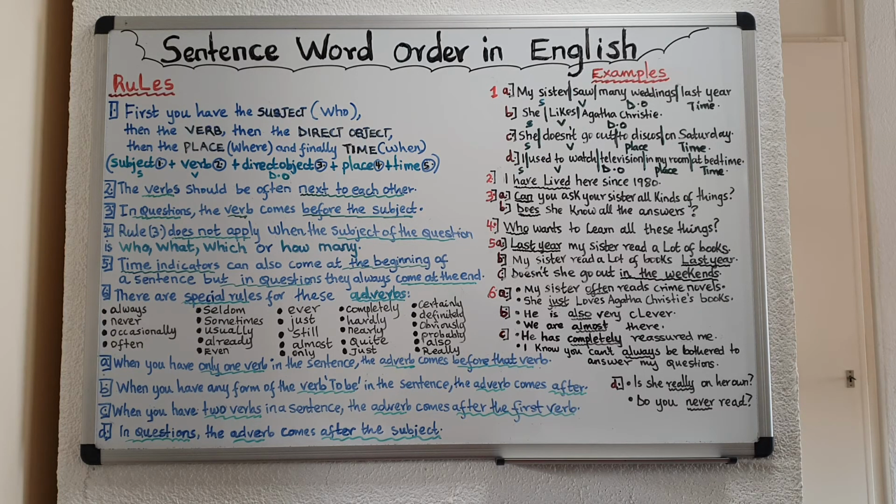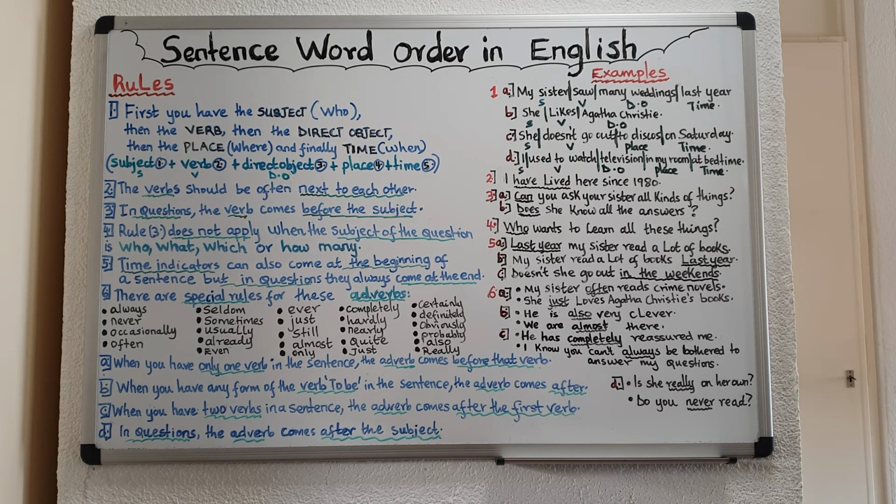Okay? Let's move on to rule number 6B. When you have any form of the verb to be in the sentence, the adverb comes after. So remember, in a sentence where we have any form of the verb to be, the adverb comes after that verb. Let's look at examples B. He is also very clever. We have is, which is a form of the verb to be. So because of that, the adverb comes after the verb.